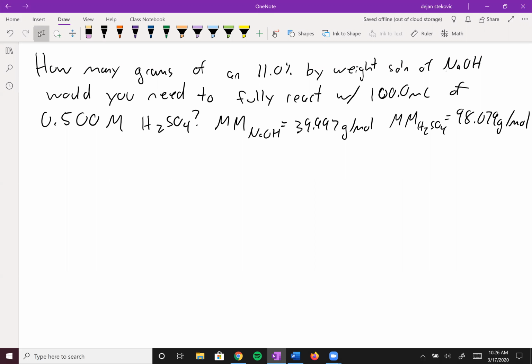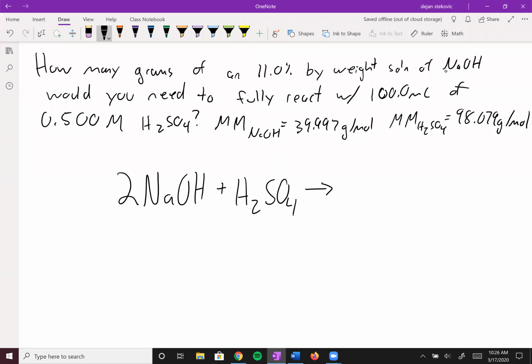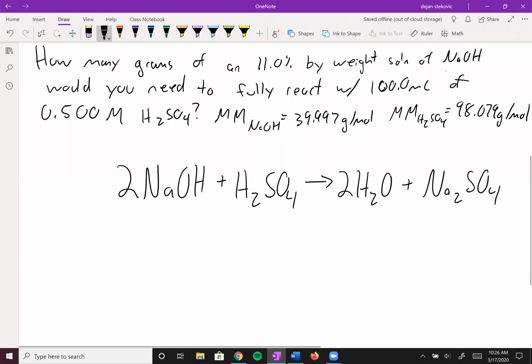The question asks: how many grams of an 11% by weight solution of sodium hydroxide would you need to fully react with 100 mL of 0.5 molar H2SO4? It also gives you the molar masses of these compounds and this equation: 2 sodium hydroxides react with 1 sulfuric acid to give 2 waters plus 1 sodium sulfate. The equation is already balanced, so we don't have to worry about anything there. We just have to start converting.